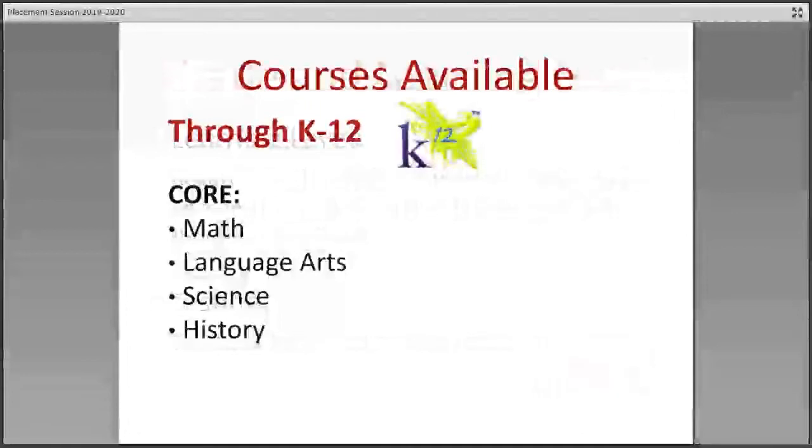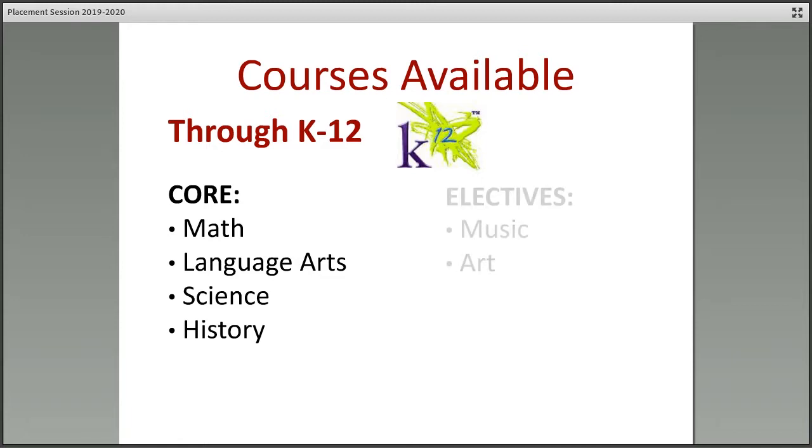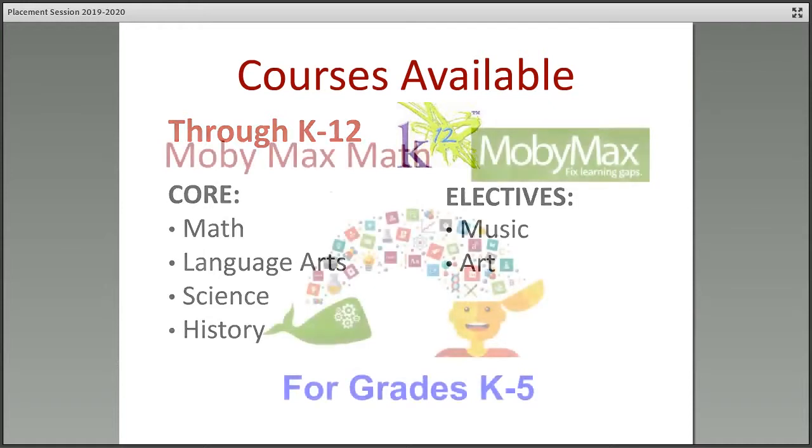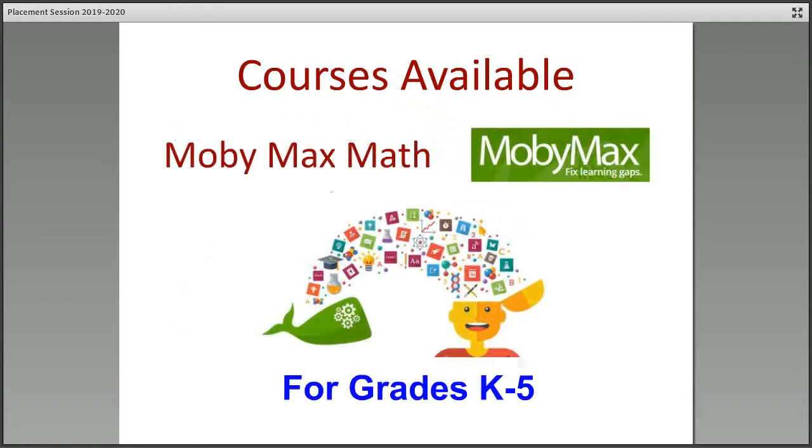Utah Online School has various courses available. The core courses we offer include math, language arts, science, and history, and these are given through the K-12 curriculum. We also offer electives through the K-12 curriculum, which is music and art. We do have various programs available for your students to choose from.